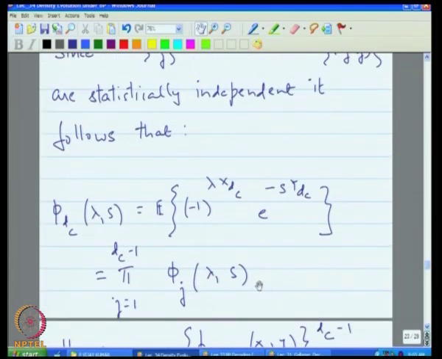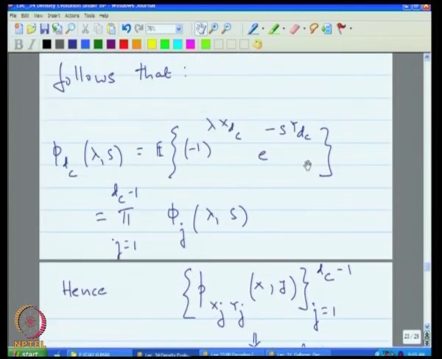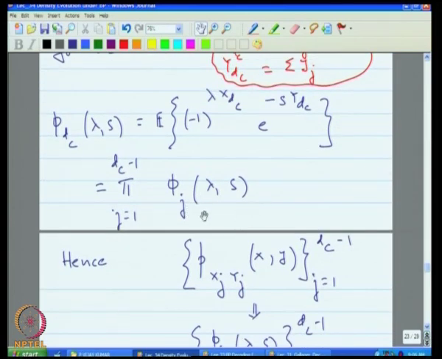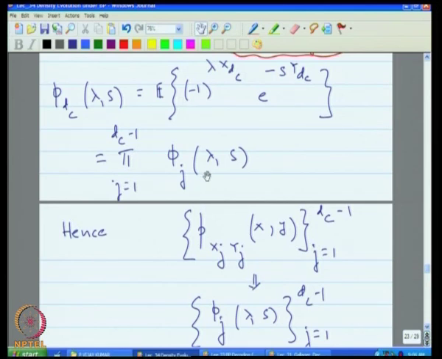At the output we can do the same thing. Recall that x_dc is equal to the sum of xj mod 2, and y_dc is the sum of yj. So keeping this in mind, it follows that you write this out, and again by independence this breaks down into the product of the individual joint characteristic functions.